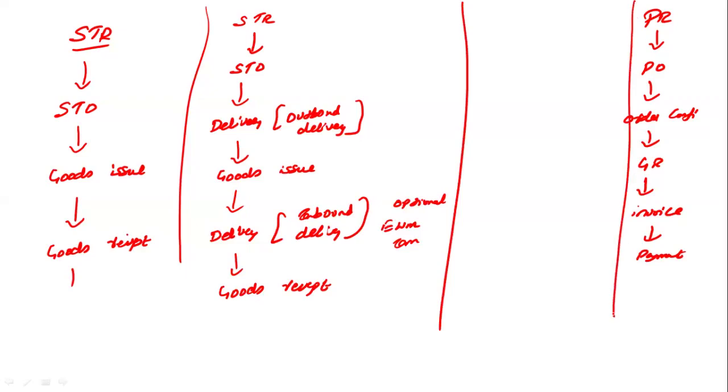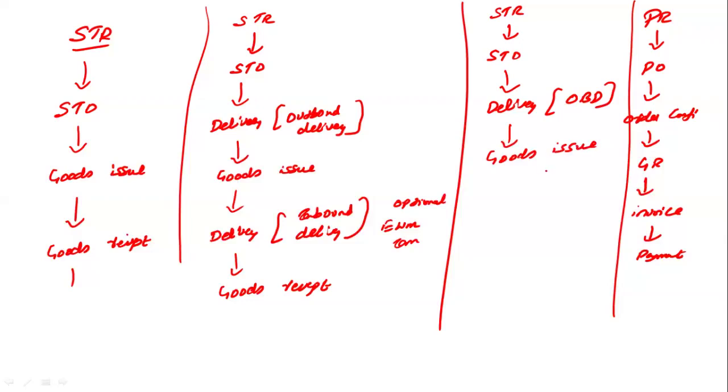Okay. Then you have the last case. You have STR. You convert this to STO. We create a delivery, which is an outbound delivery. Then the supplying plant will put a goods issue. When the supplying plant posts goods issue, parallelly they create an invoice. Then this will go to the receiving plant. They create the inbound delivery. Then the goods receipt happens.